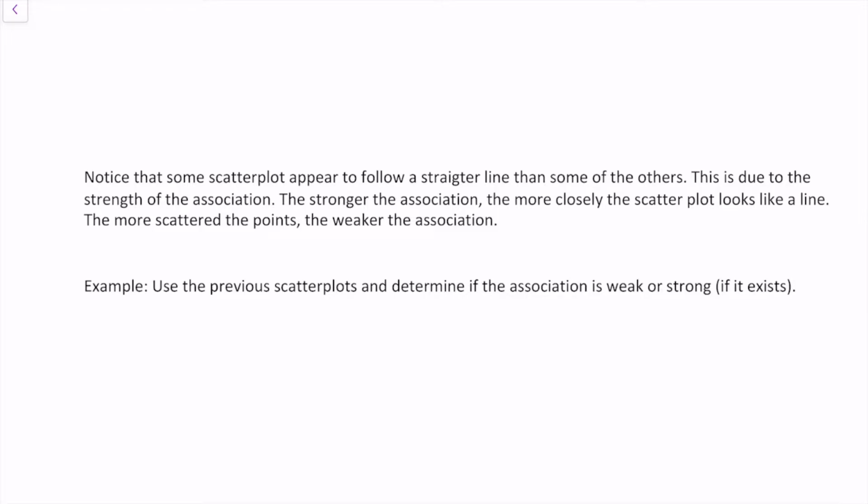All right, so here we're going to touch on a little bit of what we saw. Notice that some of the scatter plots appear to follow a straighter line than some of the others, right? So some of the lines were more straight if you were to look at the data values than others. This is due to the strength of the association. The stronger the association, the more closely the scatter plot looks like a line. So the stronger the association, the more compact the points are and the more they resemble a straight line. However, the more scattered out they appear, the weaker the association is.